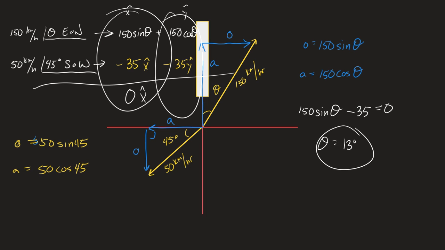Now, by the way, when you do this part and you say, okay, 150 cosine 13 degrees minus 35, this is going to equal your component in the y hat direction, but there is no component in the x hat direction. So this will be the ground speed of the airplane due north. You knew the direction of your answer from the very beginning.